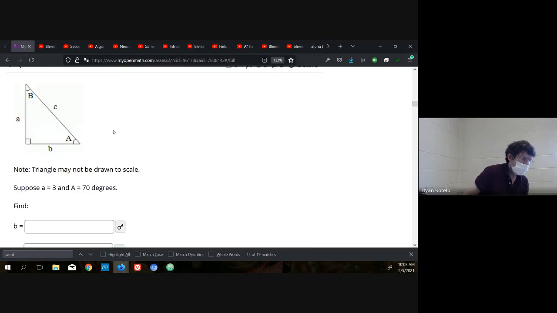For number 4, we have an angle and a side, so we want to find the other sides. I have a triangle. Side A is 3, and angle A is 70. I want to find B. So angle A would be related to A and B as opposite and adjacent. So that's going to be tangent. I'd say tangent of 70 is equal to 3 over B.